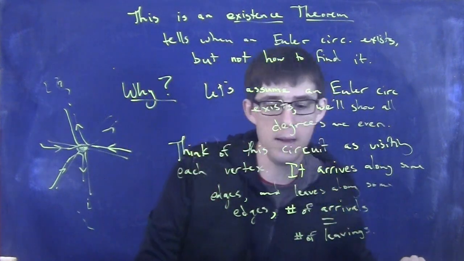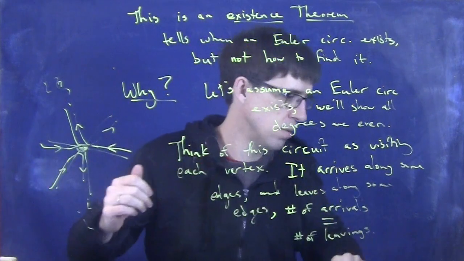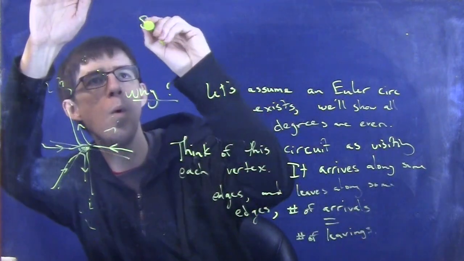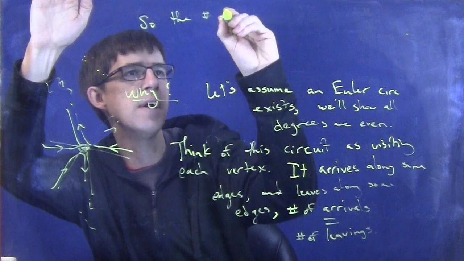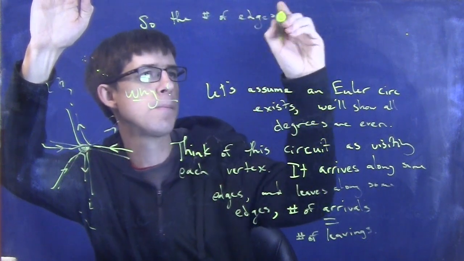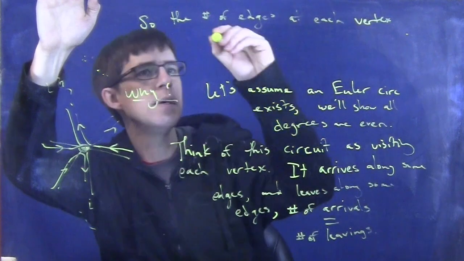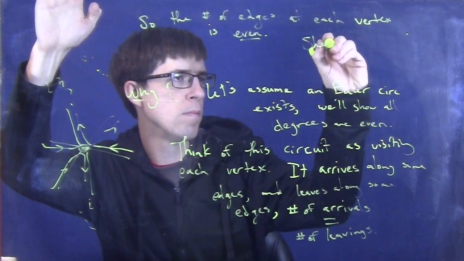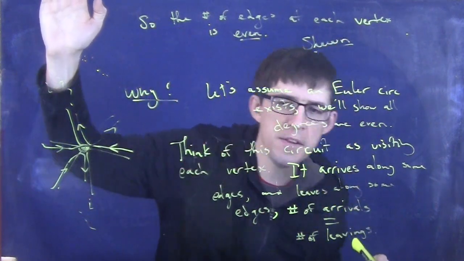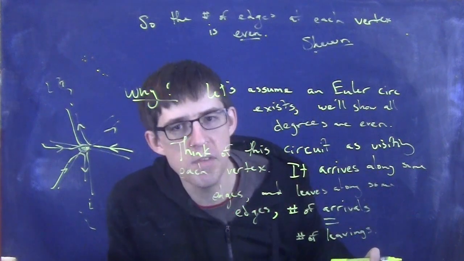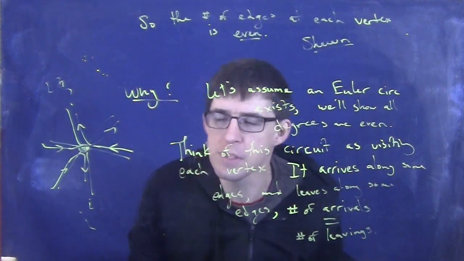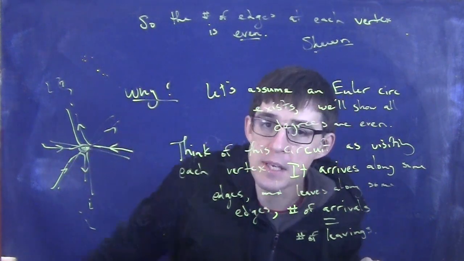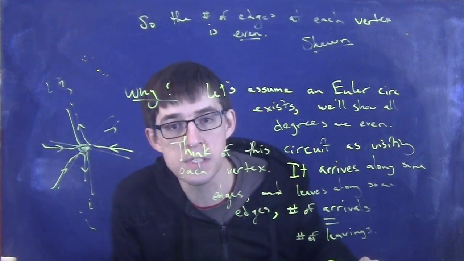So this is why. I'm out of room. I've got to write my conclusion all on its own up here. So the total number of edges at each vertex is even. Shewn. This is a little word that I write sometimes at the end of a proof. I have shewn what I told you I was going to show. All right? The number of edges at each vertex must be even. That is to say, the degree of every vertex must be even.